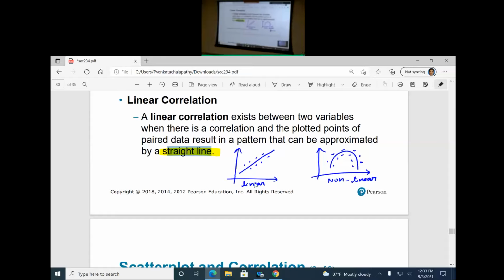If you see this example here, this is a linear correlation example. Here there is a straight line and you are expressing the correlation in a straight line, so we say this is a linear correlation. If you have something like a curve or maybe a zigzag, that is not a straight line. That is called nonlinear and it doesn't belong to linear correlation.